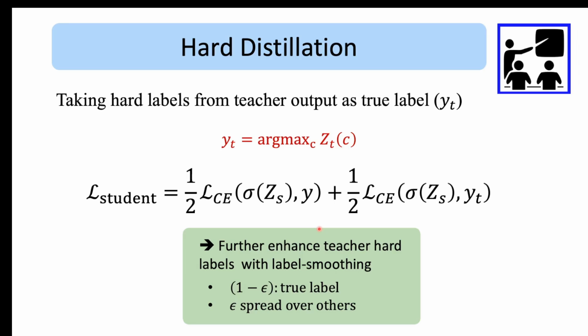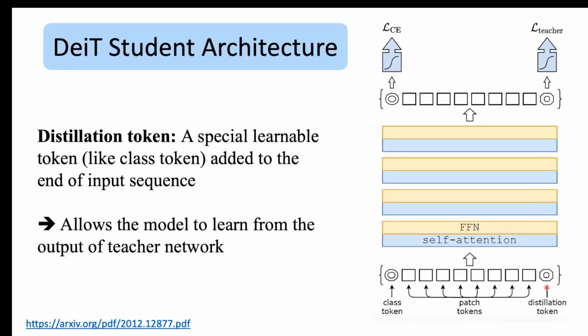Here is the proposed architecture for the student model. They added a new token called the distillation token that is appended at the end of the input sequence. So now we have the class token at position 0 and the distillation token at the last position. The final embeddings from both of these tokens contribute to the loss function for training. The embeddings from the class token are used in the first loss term, that is, cross entropy with the ground truth label, and the embeddings from the distillation token are used in the second loss term to learn from the output of the teacher.